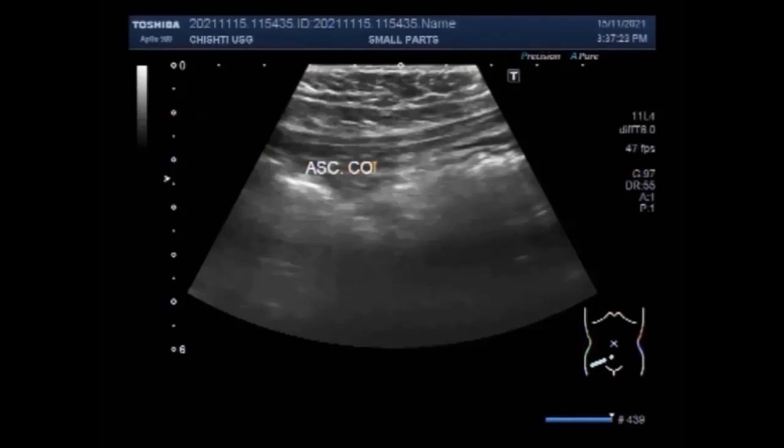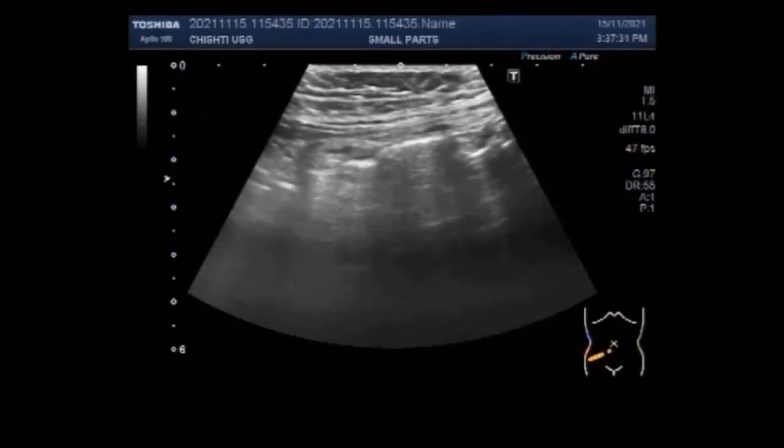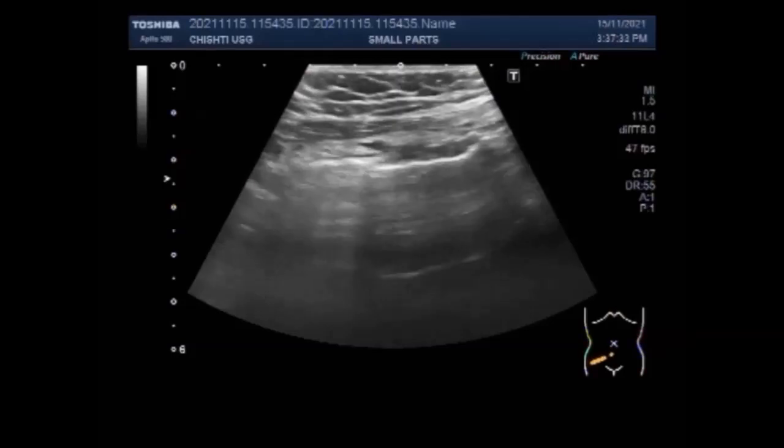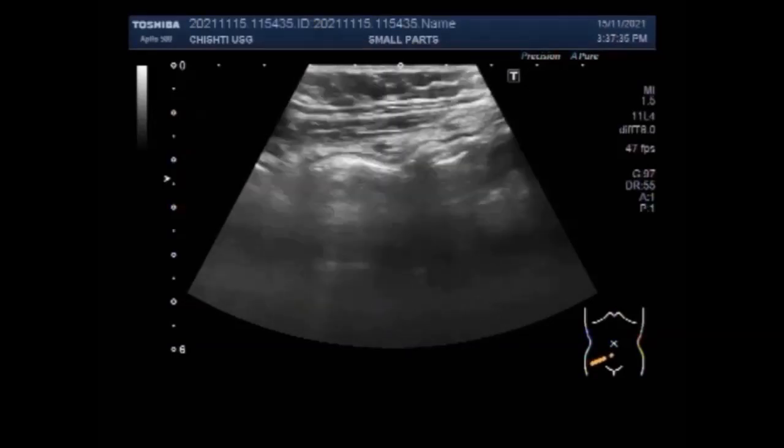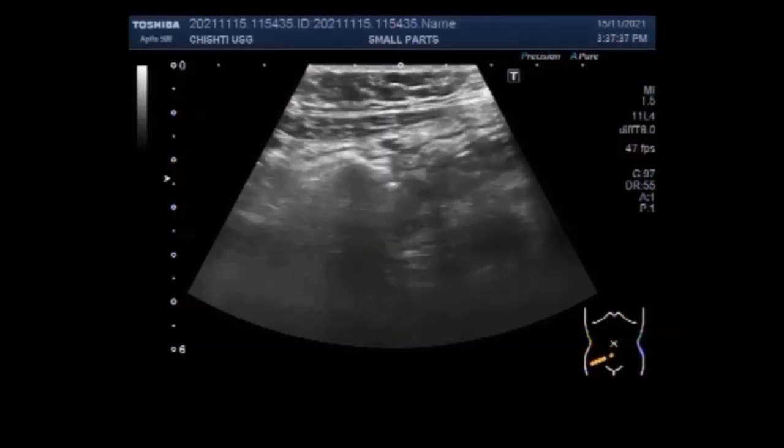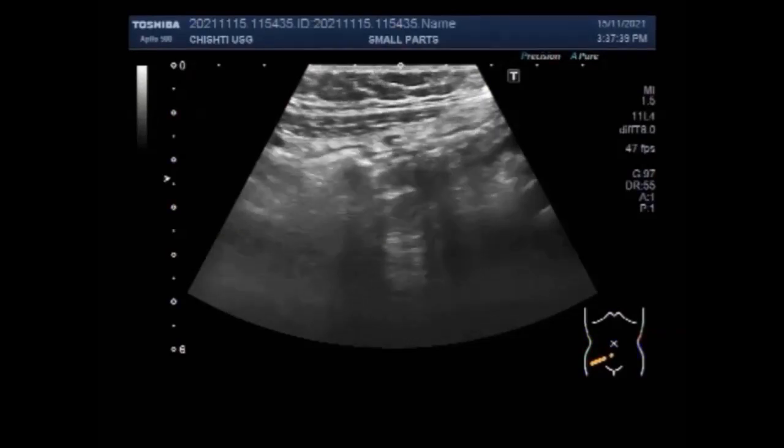You can see, first you will have to focus on the ascending colon, and then you will scan further downwards towards the right iliac fossa, and you will see the sigmoid colon.